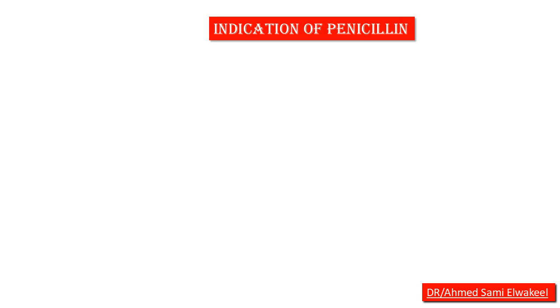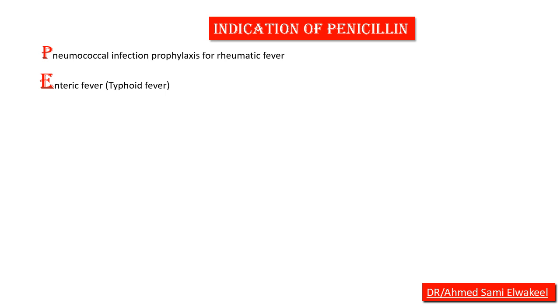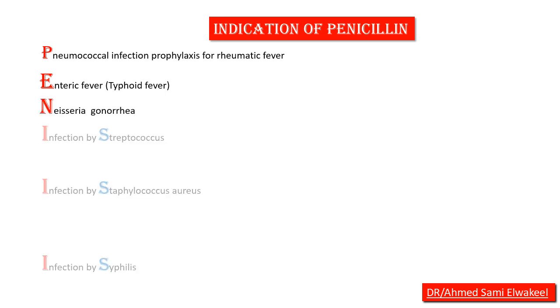Indications of penicillin, and the mnemonic is "ladder of penicillin." B: It is used for pneumococcal infection and prophylaxis for rheumatic fever. And E for enteric fever. And for Neisseria gonorrhoeae, we have 3I ladder. So we have infection by Streptococcus, infection by Staphylococcus aureus, and infection by syphilis.